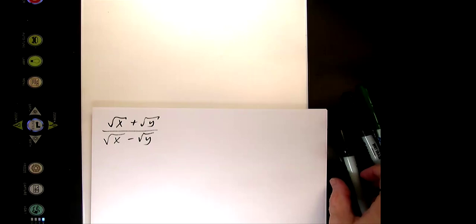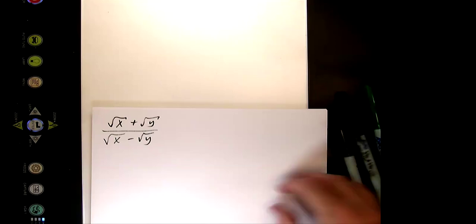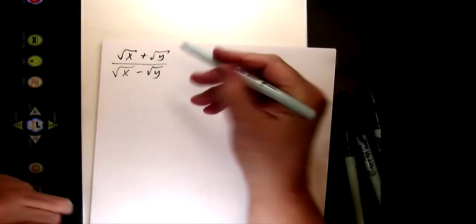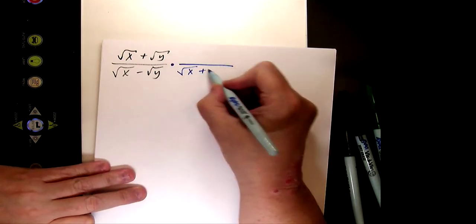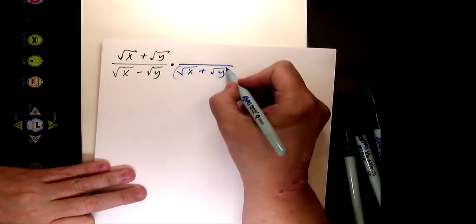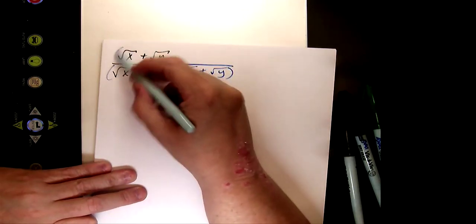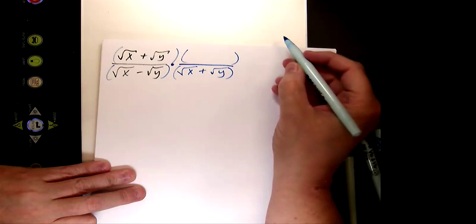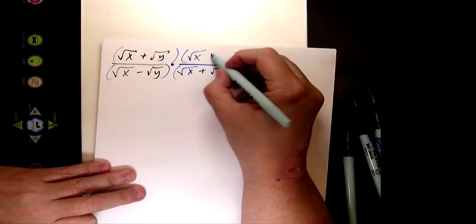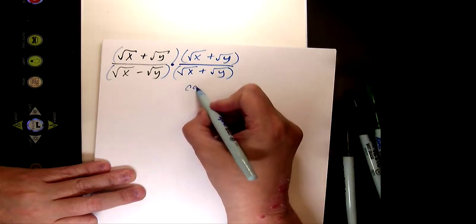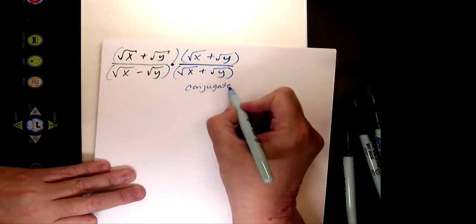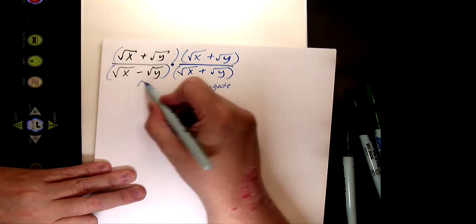This is where we have to do the conjugate thing. The square root of x plus square root of y. And I'm gonna put these in parentheses. I wanna make it clear that everything's getting multiplied there. And whatever's on bottom needs to be on top. This is the conjugate of that.